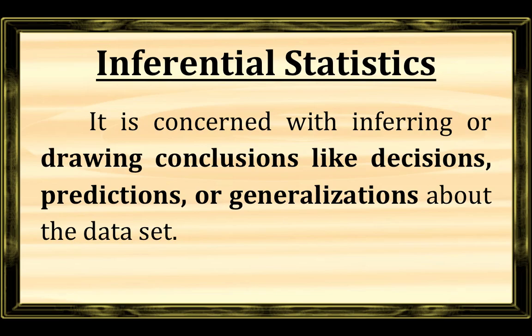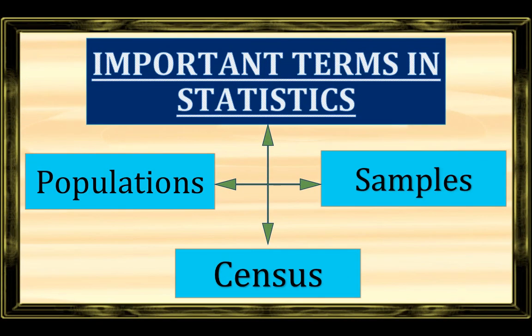Okay? Next, important terms in statistics. Ito yung mga important terms na makikita nyo sa statistics. Una, meron tayong population, samples, and census. So, anong pinagkaiba ng population? Anong pinagkaiba ng census? Anong pinagkaiba ng samples?